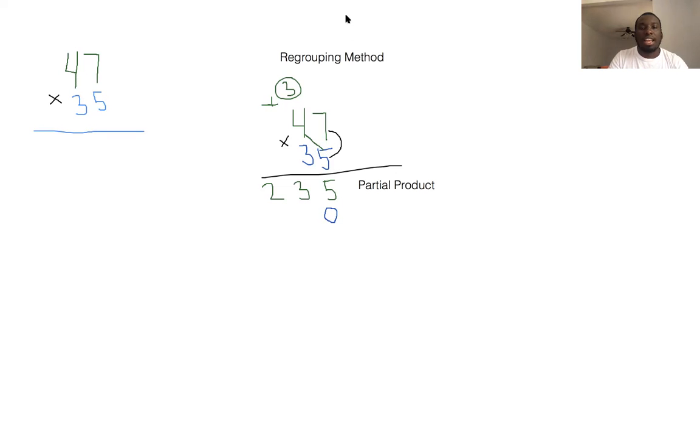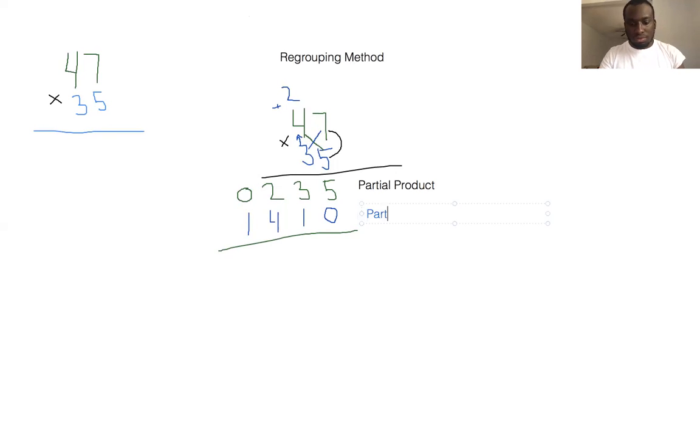So first, and let me erase this 3, I'm going to start by multiplying 3 times 7. 3 times 7 is 21. I'm going to put my 1 down and carry my 2. Then next, I'm going to multiply 3 times 4. 3 times 4 equals 12, plus 2 equals 14. I'm going to make sure that I'm lining my numbers up. I'm going to put a 0 as my placeholder, and this is my second partial product.